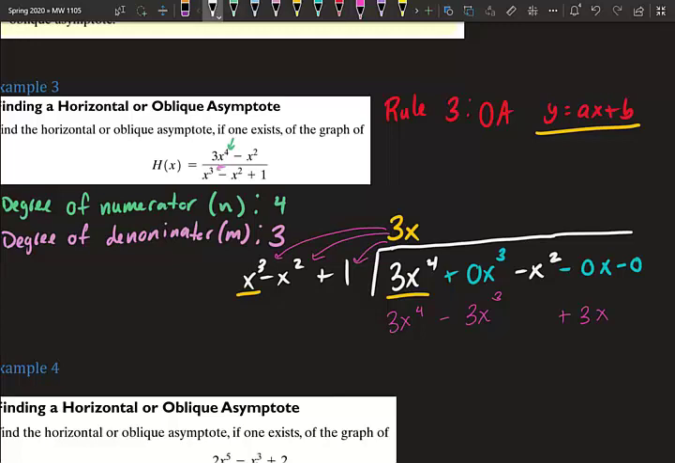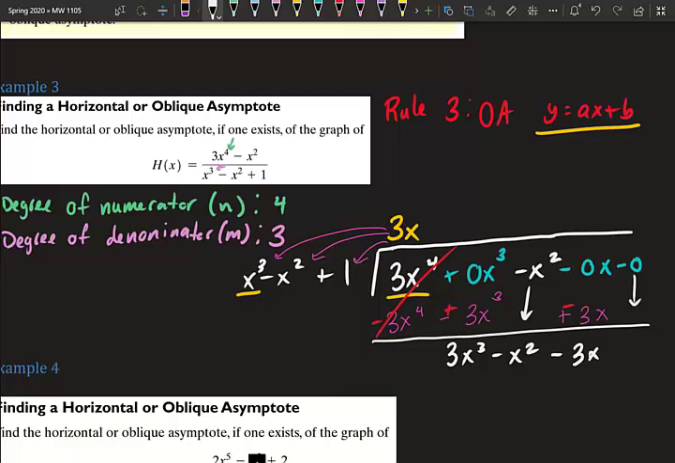And then from there, we're going to go ahead and switch all the signs. So positive becomes negative, negative becomes positive, positive becomes negative. And the first term will cancel out because that's 3x to the 4th minus 3x to the 4th. That cancels out. So we bring everything down. We're left with 3x cubed minus x squared minus 3x. And we don't need that 0 anymore. Now, you see how we have this part? Now all we need to do is find the b part.